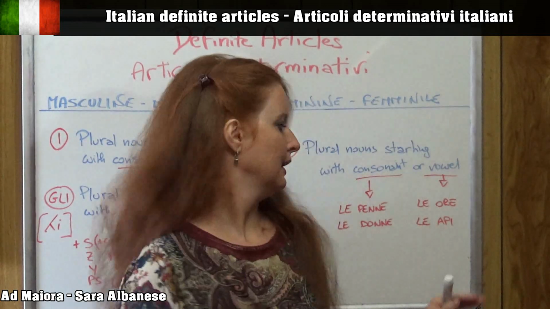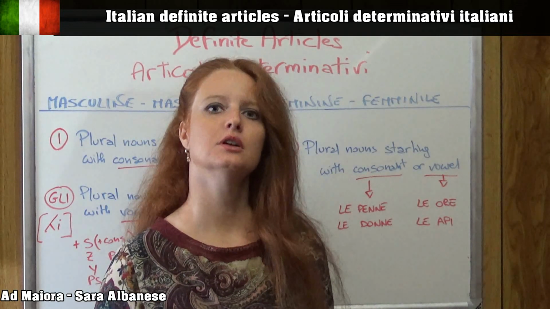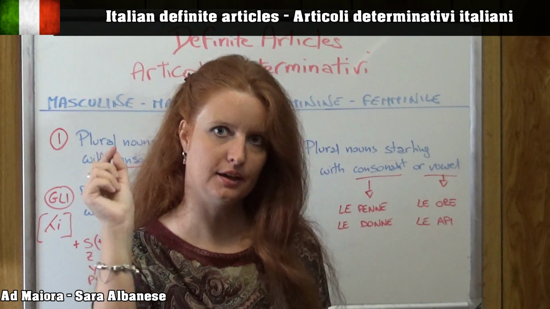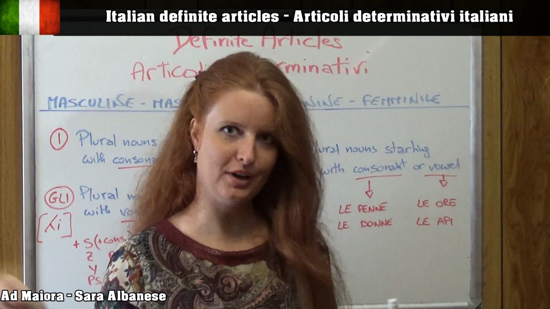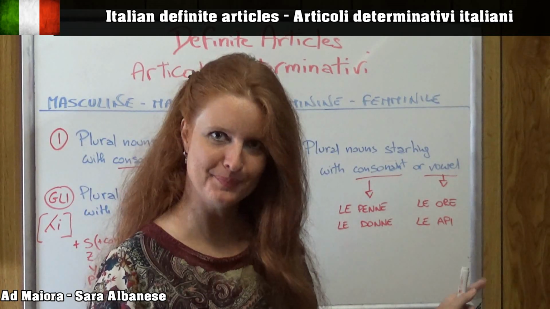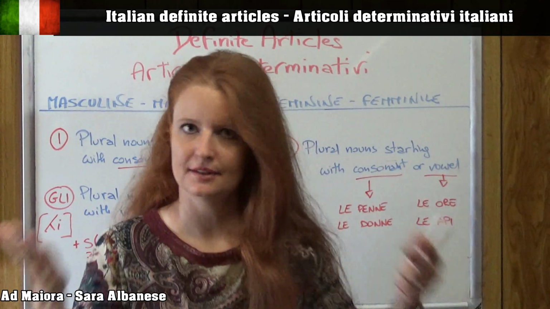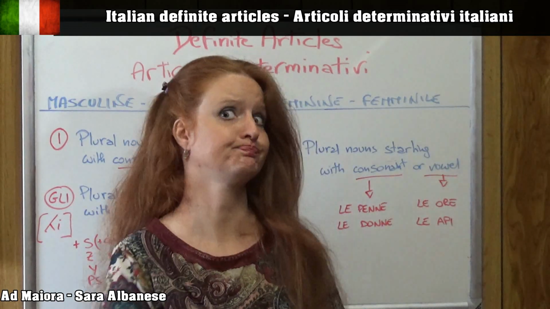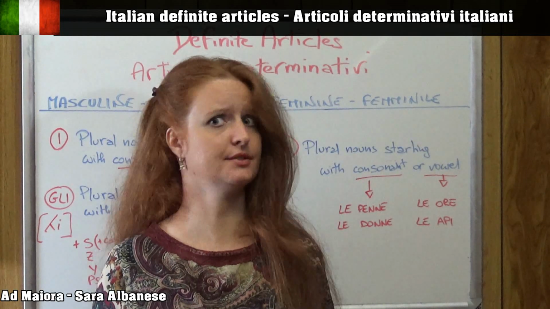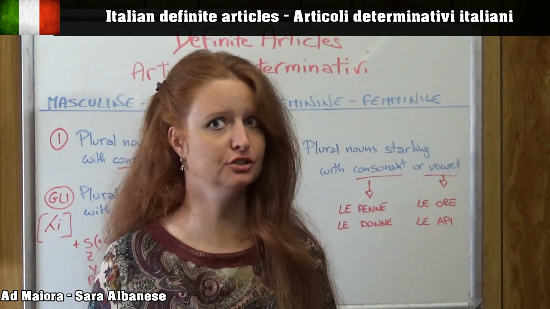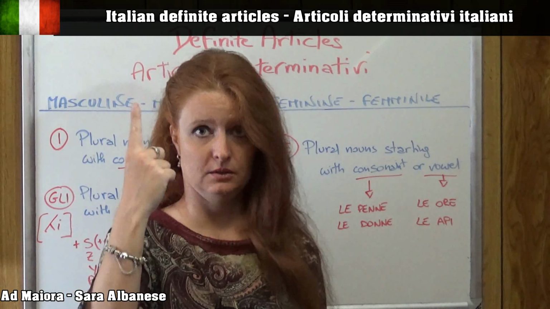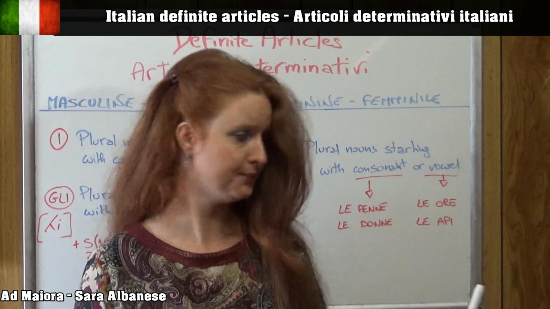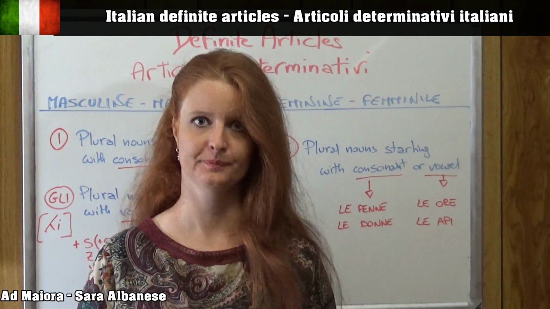Plural, le api, singular, l'ape. Ape means bee, the insect, okay, the insect that flies from flower to flower, okay, that's ape. Ape is feminine. In this case, for example, okay, the final vowel is e, okay? There is no reason why it is feminine at all. You just have to know that. Anyway, if you have just one bee, okay, l'ape, many bees, le api.